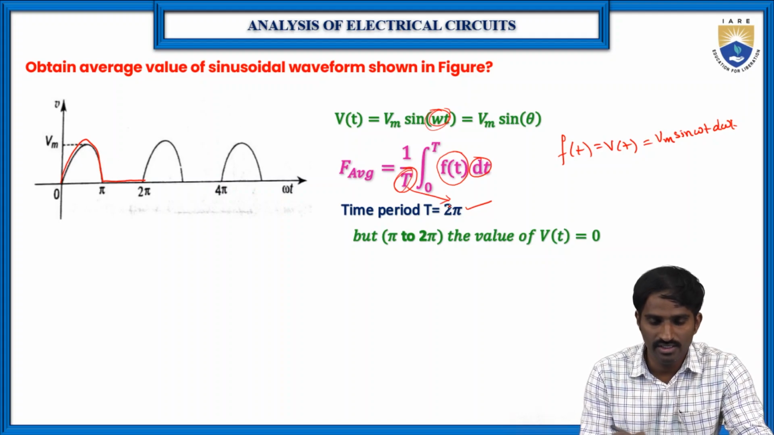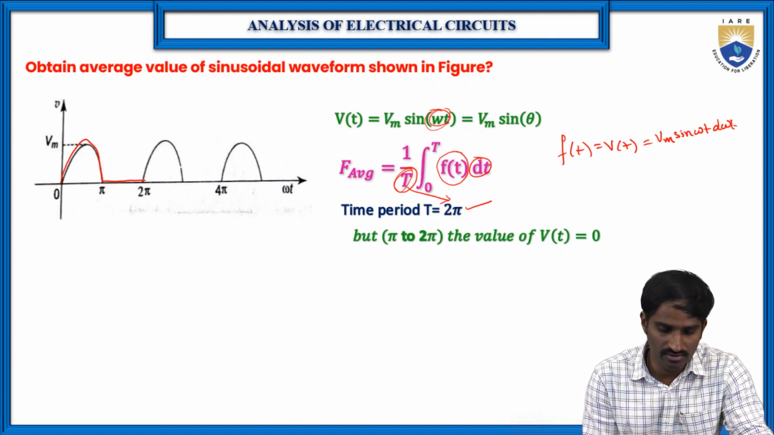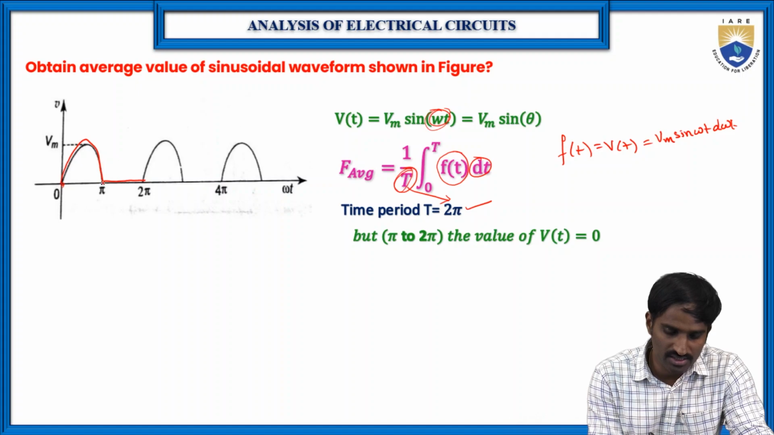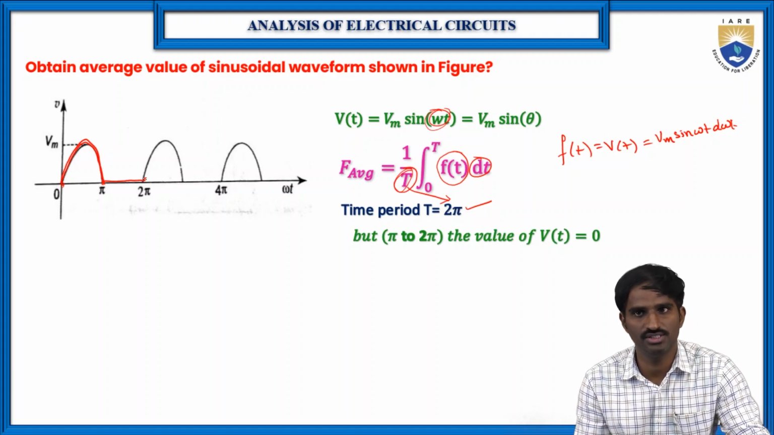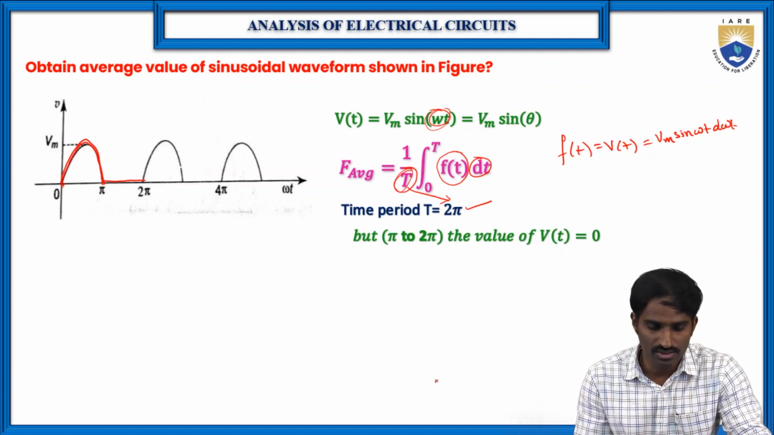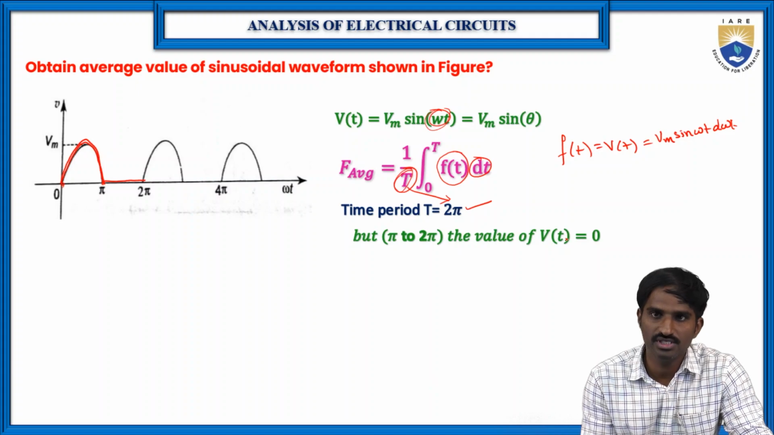Then here the conduction period, as you can see, is only 0 to pi, because from 0 to pi you are getting some conduction and a waveform, but from pi to 2 pi there is no conduction, so that's why here from pi to 2 pi, v of t is equal to 0.